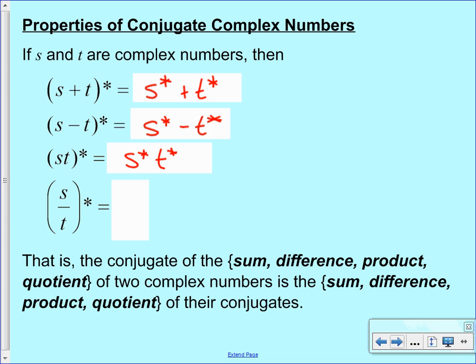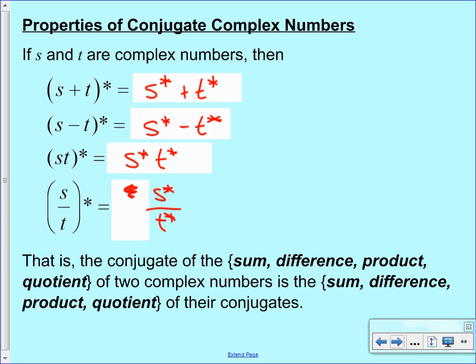Same thing for the conjugate of a product. Just find the conjugate of both. Same thing for the quotient of two conjugates: S star divided by T star. Okay, more properties.